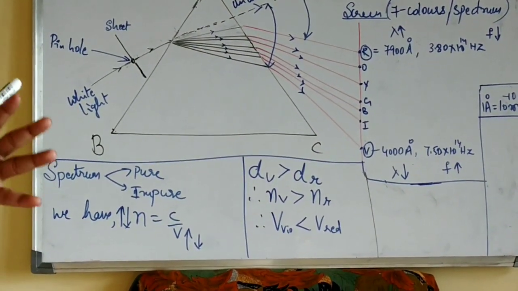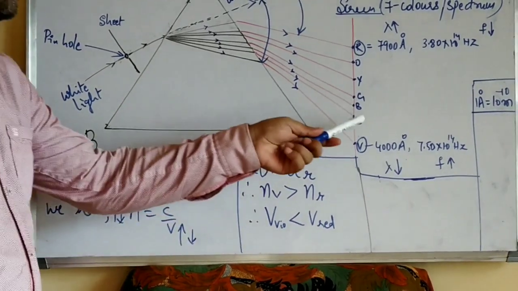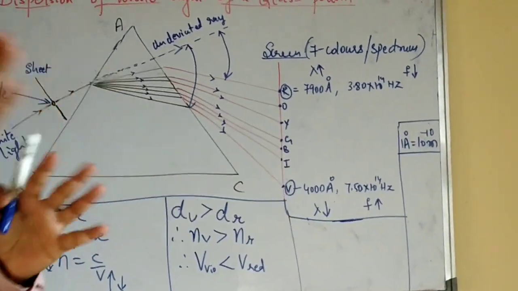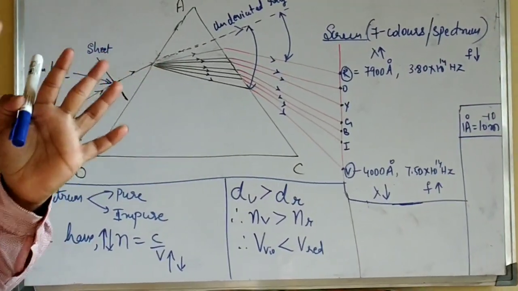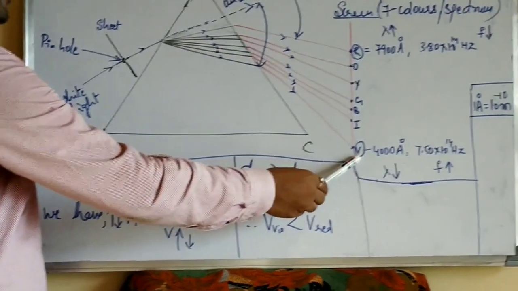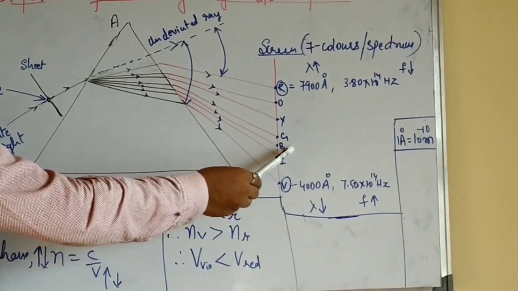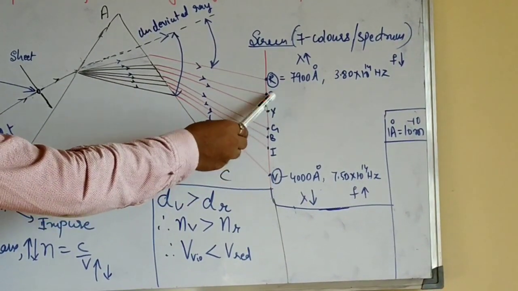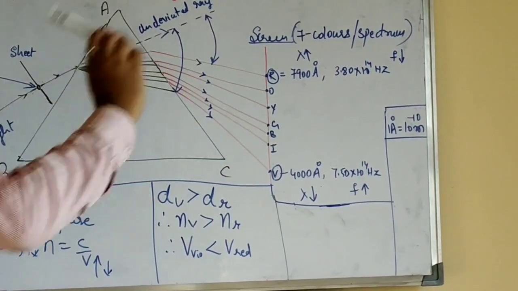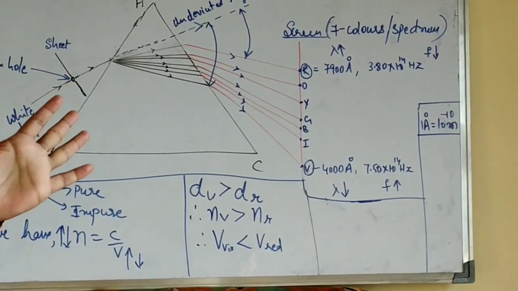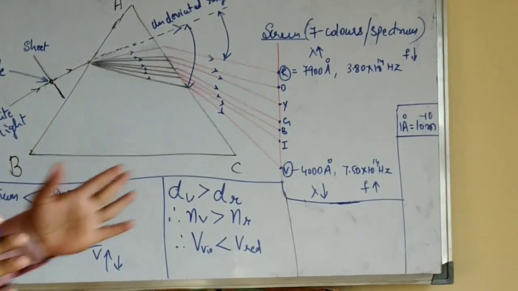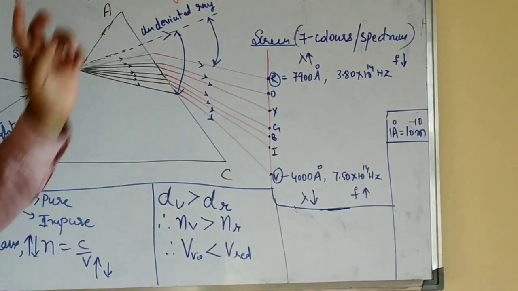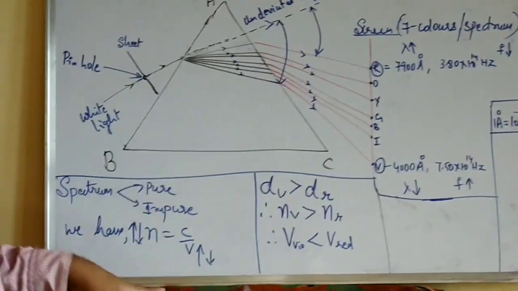They are not mixed. They are separate colors, meaning you can easily differentiate between violet and indigo, between indigo and blue, between blue and green, between green and yellow, between yellow and orange, and between orange and red. There is a distinction that you can make between all these 7 colors. So that is known as pure spectrum.